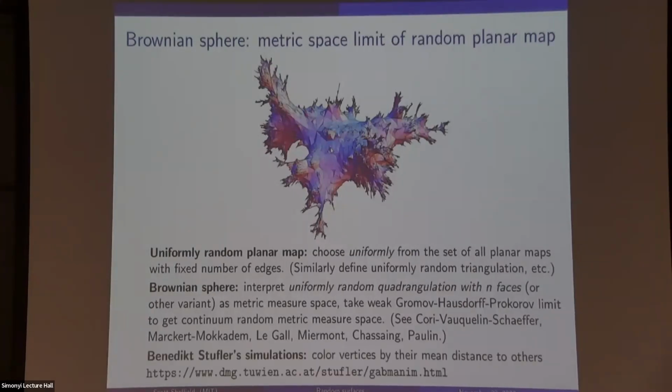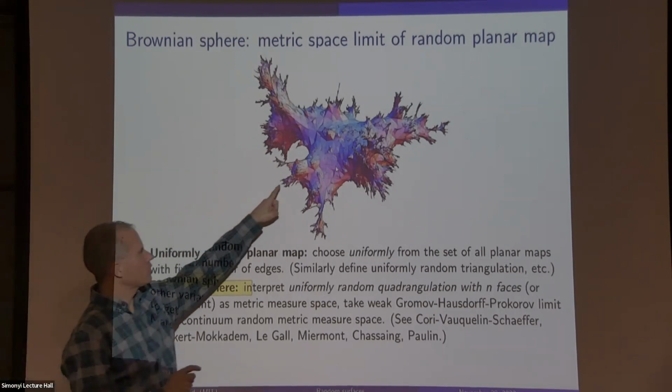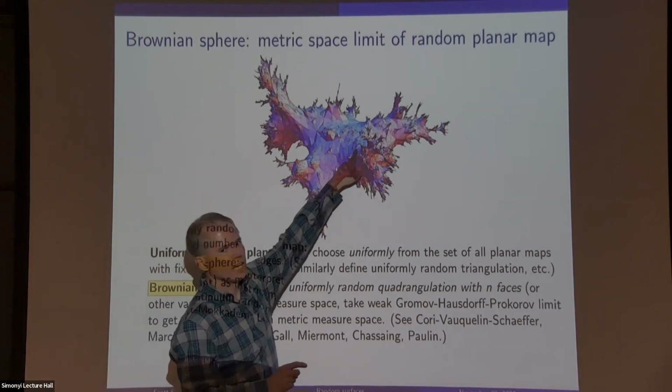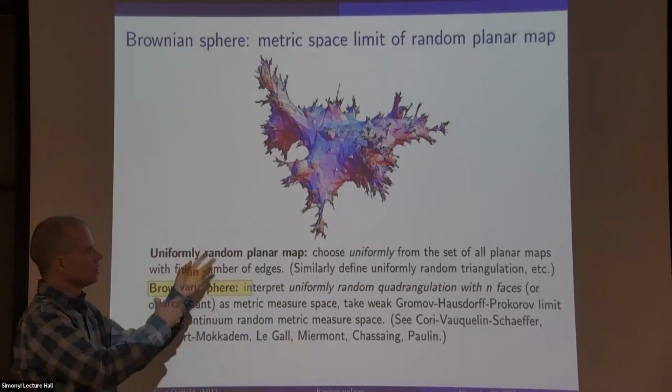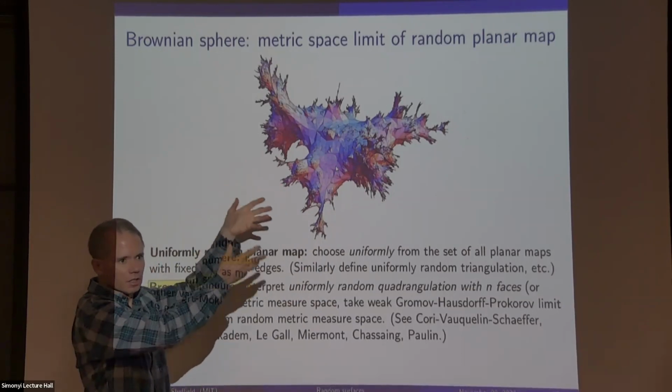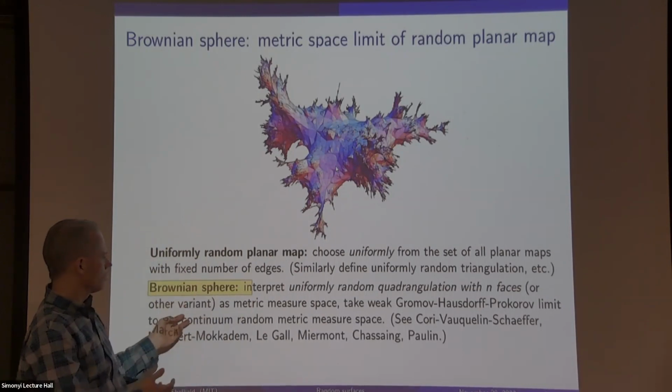But you can also try to think, what other structure is there in this kind of random graph. So the Brownian sphere is what you get when you interpret this thing as what we call a metric measure space. Between any two points, there's a distance, which is the minimal number of edges you traverse to get from one point to the other. And if you take a limit, you can show that that distance converges to something in the limit when you scale the right way, and you get a random surface.